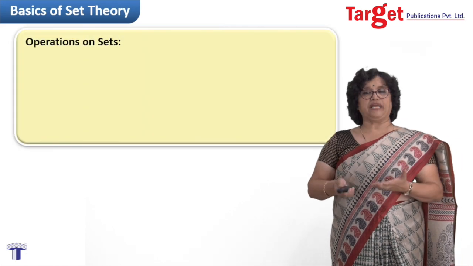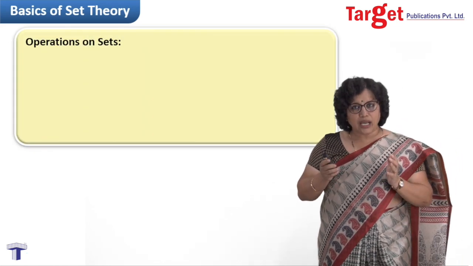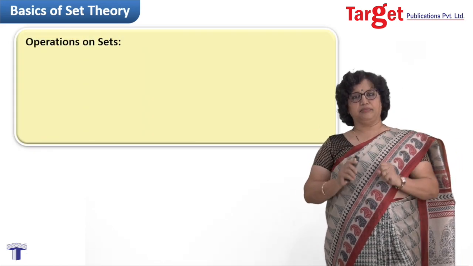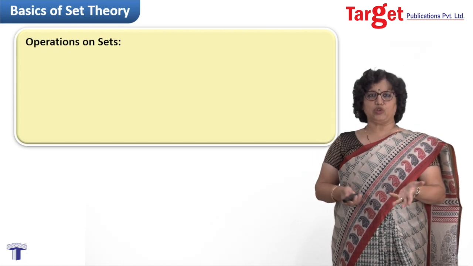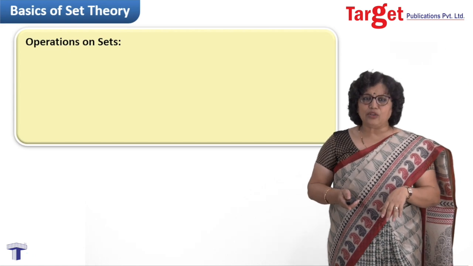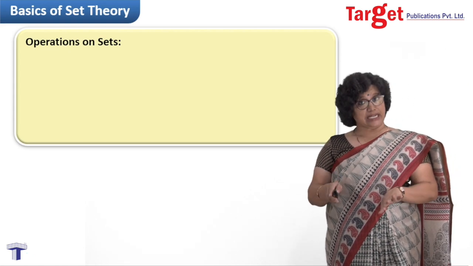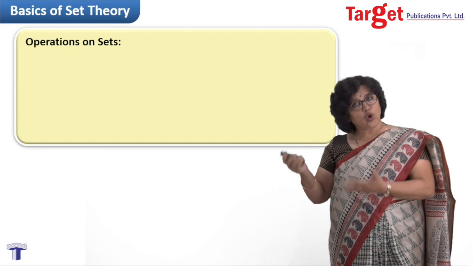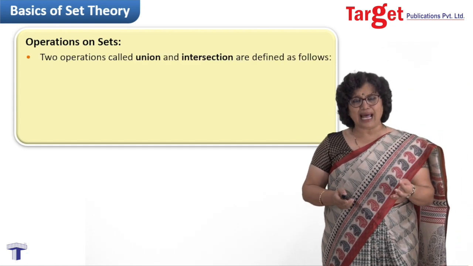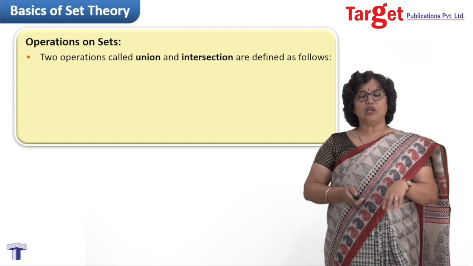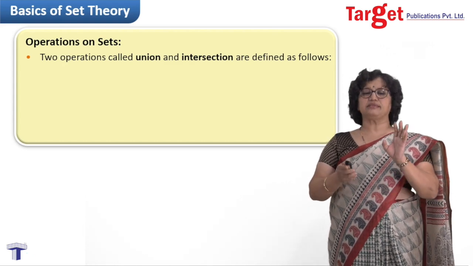Let us take some operations on sets. Now, since we have defined the term set, we expect some mathematical operations also. So we have taken only those operations which are immediately required. There could be some more operations also. So we take two. One is union and the other is intersection. Now let us define them first.